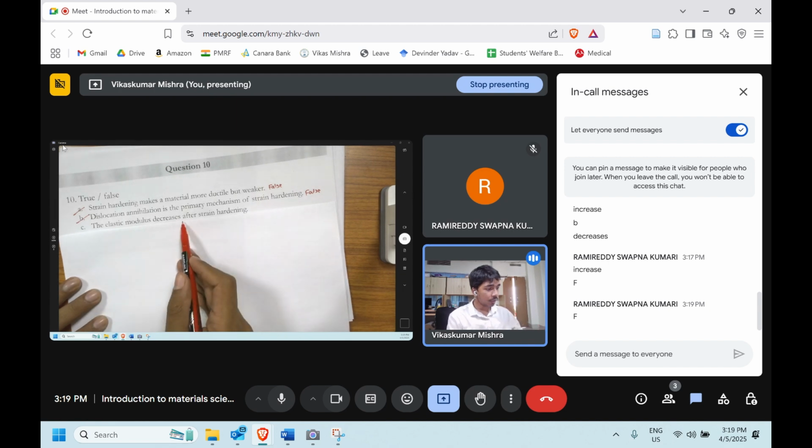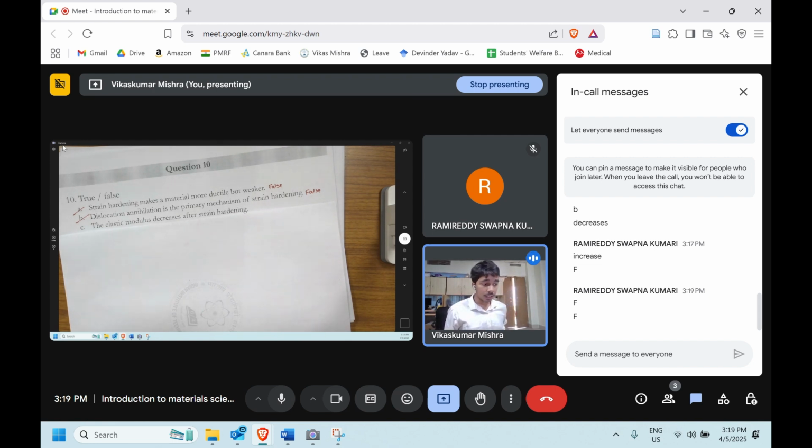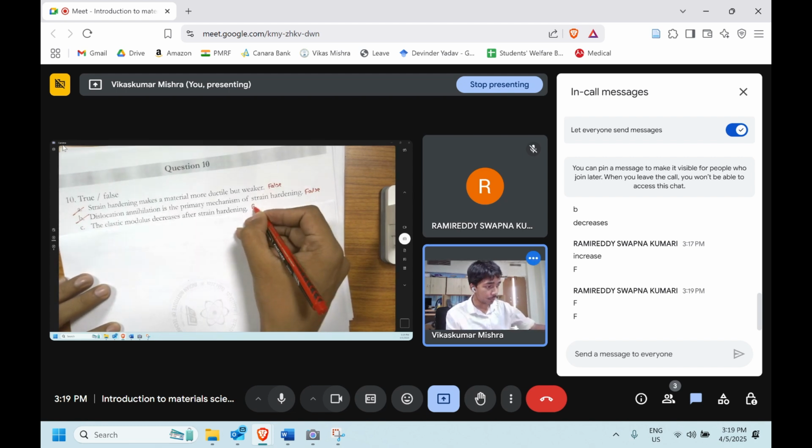The elastic modulus decreases after the strain hardening. The elastic modulus is going to decrease after the strain hardening. Elastic modulus, again, is the slope of the stress-strain curve. Very good. It's a false again. It's going to remain unchanged.